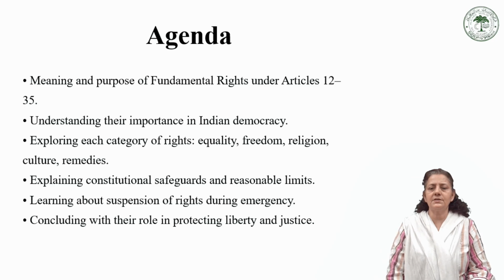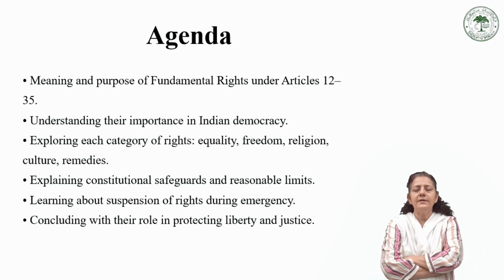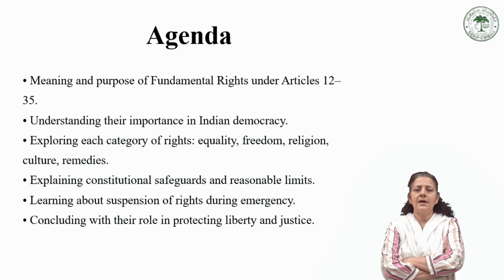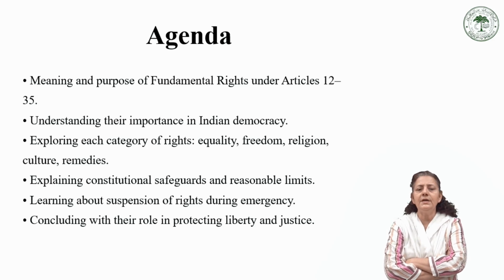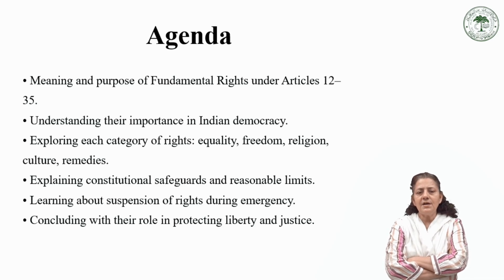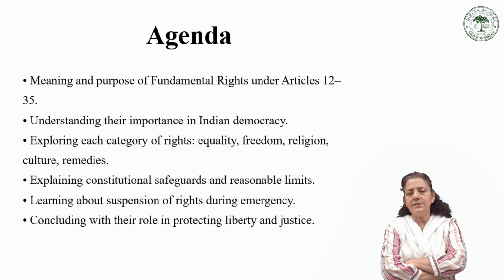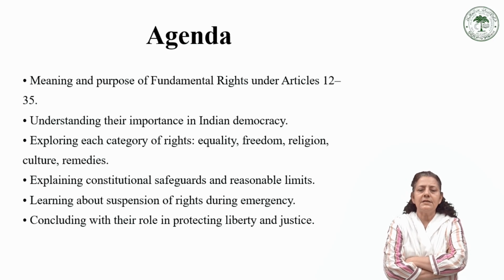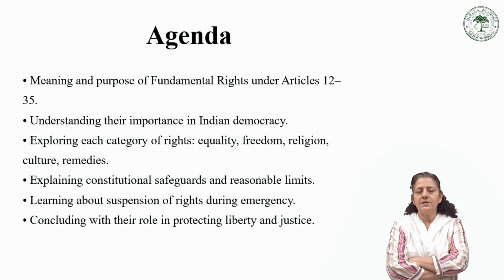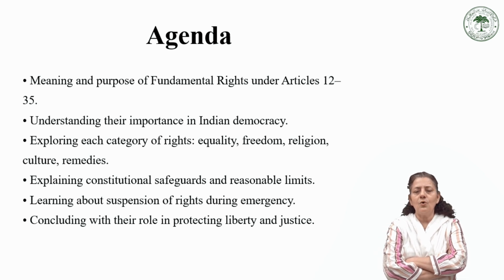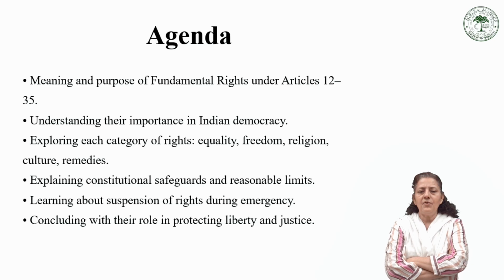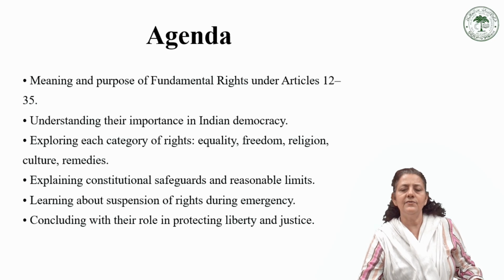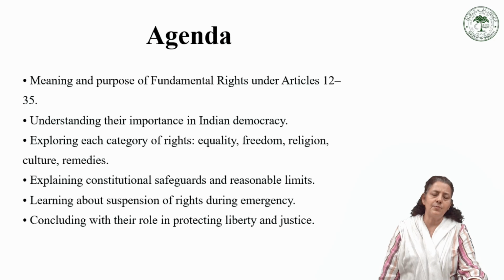Another important part of this discussion will be understanding the difference between fundamental rights and ordinary legal rights and how the Constitution provides remedies for their violation. Towards the end, we will look at relevant provisions like Article 13, which declares that laws inconsistent with fundamental rights are void, and Article 32, which empowers courts to issue writs. Finally, we will conclude by reflecting on the importance of these rights in protecting individual freedoms and maintaining the balance between the state and citizens in a democratic system.